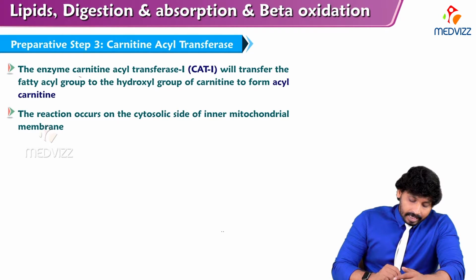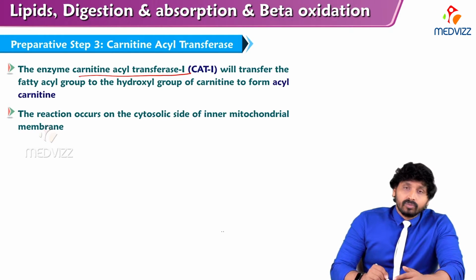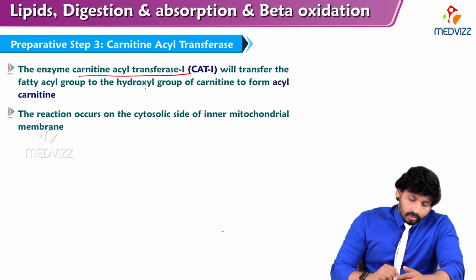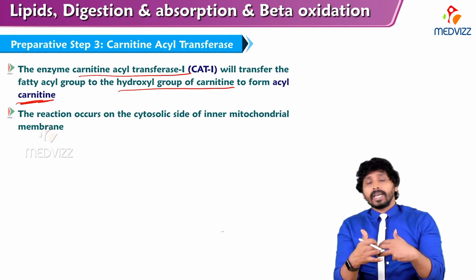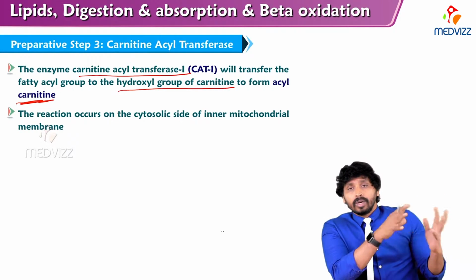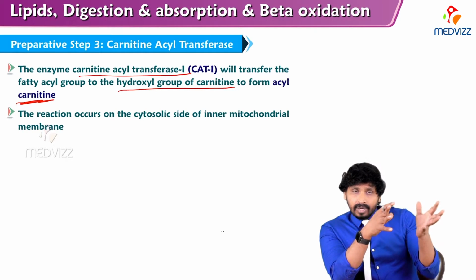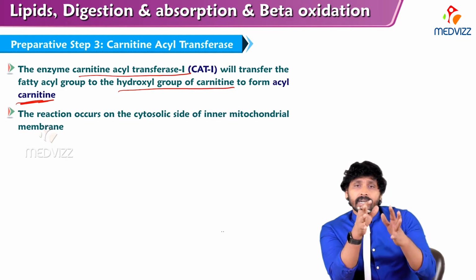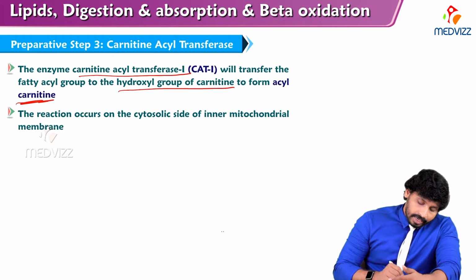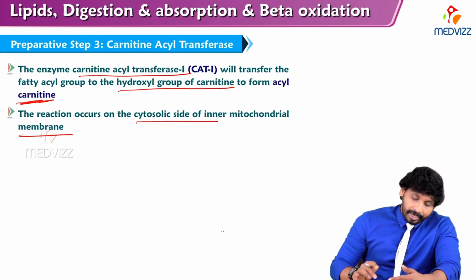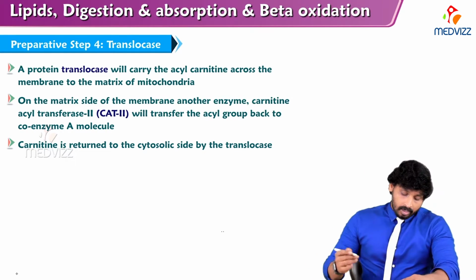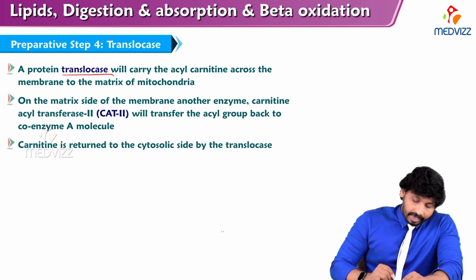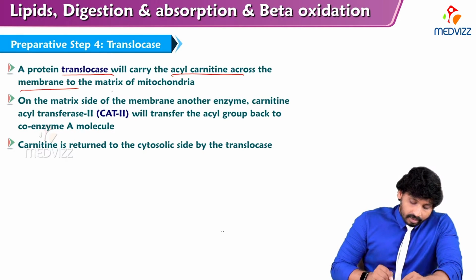The enzyme carnitine acyl transferase, CAT1, is present on the outer membrane of mitochondria. The hydroxyl group of carnitine reacts to form acyl-carnitine. So carnitine itself is involved in the reaction. Carnitine will react with fatty acyl-CoA and be converted into acyl-carnitine. This reaction occurs on the cytosolic side of the inner mitochondrial membrane. The next one is the fourth step, translocase. Here a protein translocase will carry the acyl-carnitine across the membrane to the matrix of mitochondria.